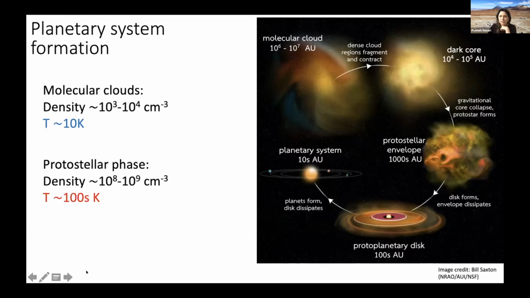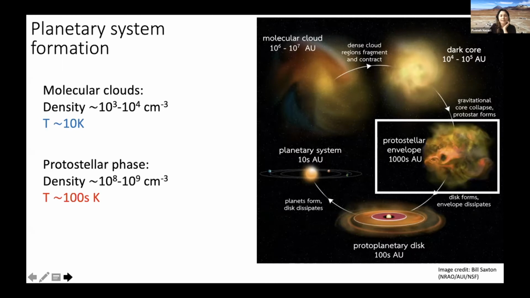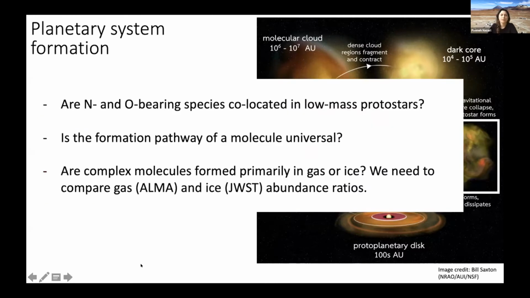For this talk, I will focus on the protostar phase and some of the most important questions in astrochemistry regarding this are: are N-bearing and O-bearing species co-located in low-mass protostars? And is the formation pathway of a molecule universal? And are complex molecules formed primarily in gas or ice?